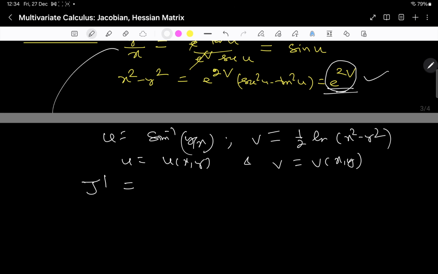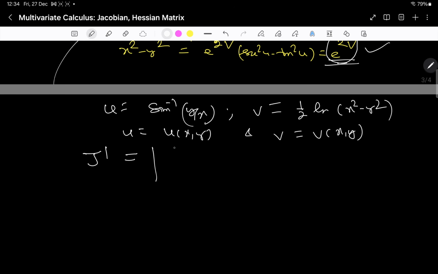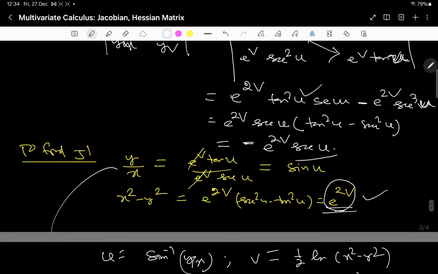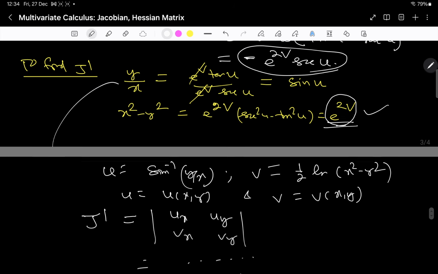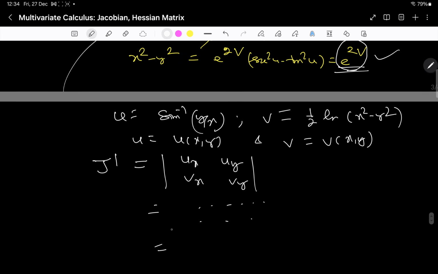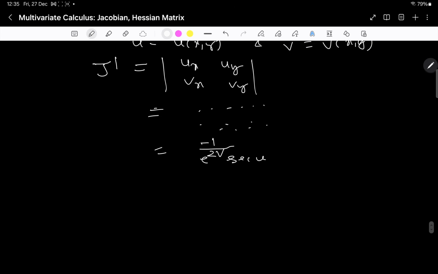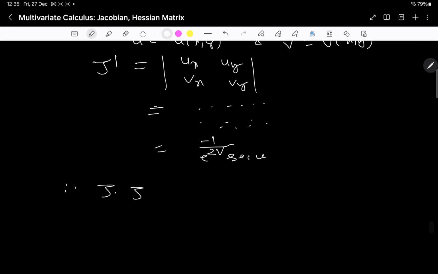What will be Z dash here? Z dash will be the determinant of ux, uy, vx, vy, and you should solve it. It must be minus 1 by this, and if you simplify it, it will give you -1 divided by e to the power 2v sec u. You should verify it all. So therefore J into Z dash is equal to 1, proved. So this is all about the Jacobian.